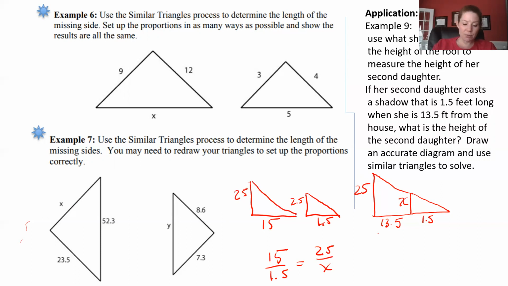So we could cross multiply. 25 times 1.5 is 37.5, which is equal to 15x. Divide both sides by 15. So 37.5 divided by 15 is 2.5. 2.5 feet. That's it.